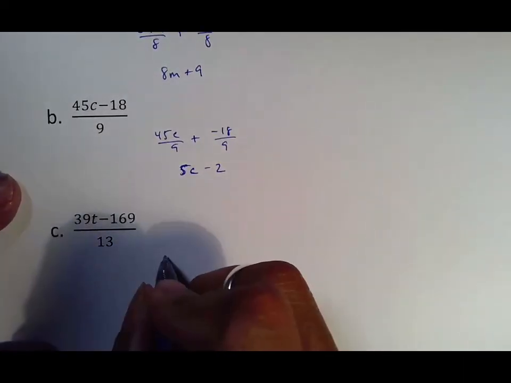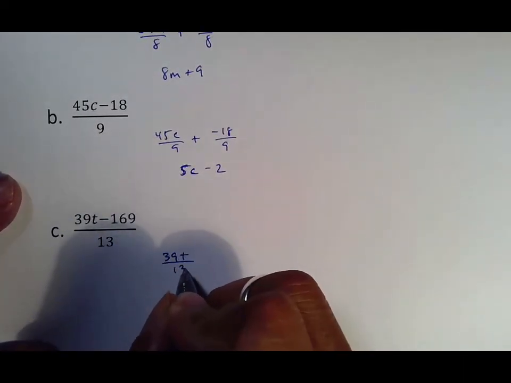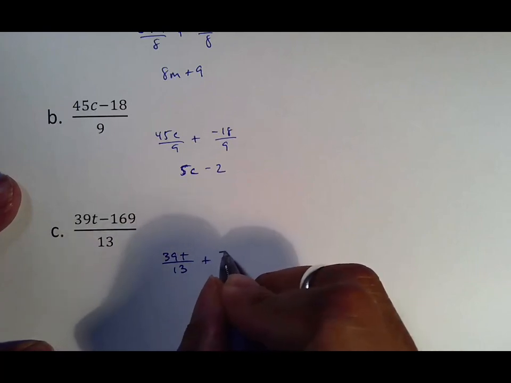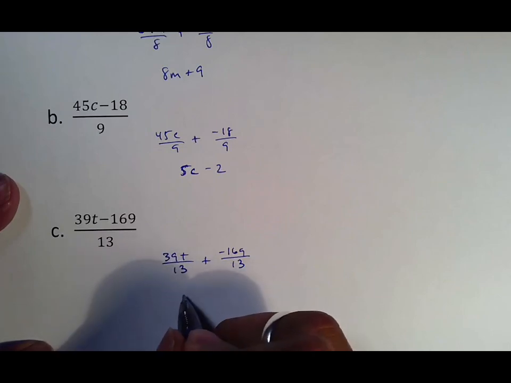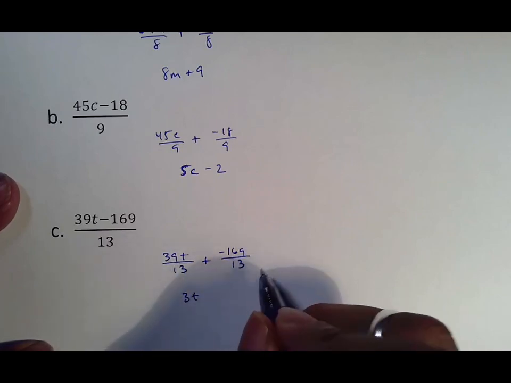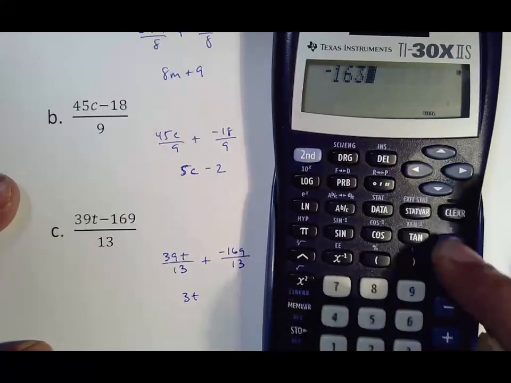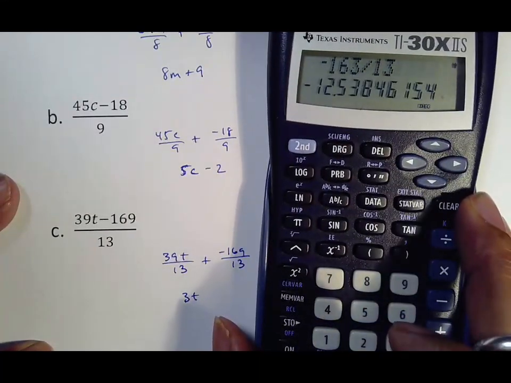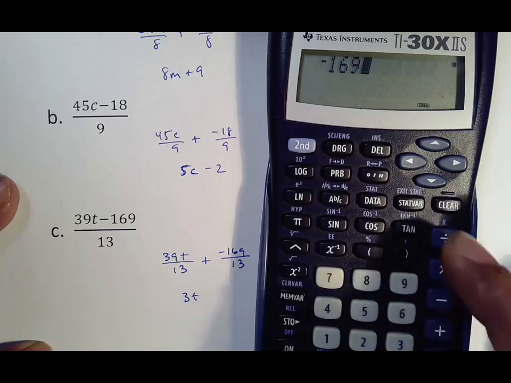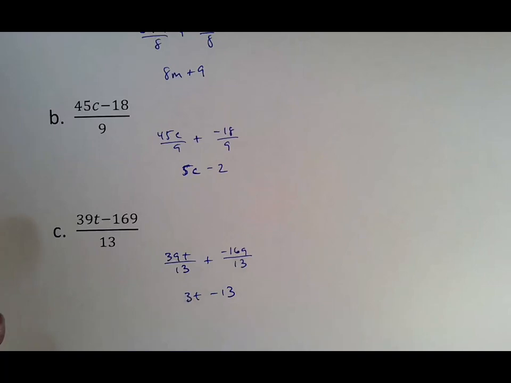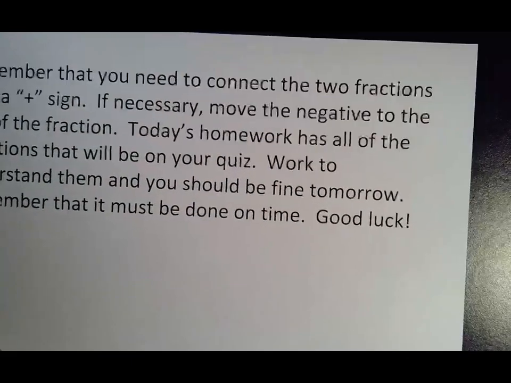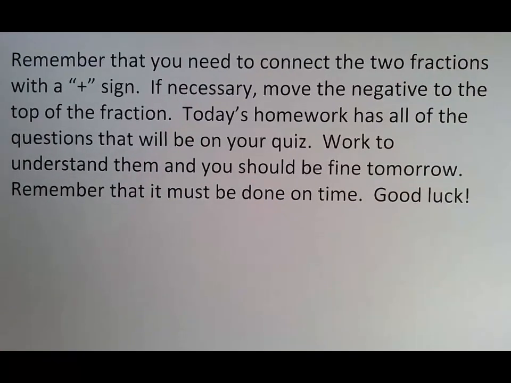All right. 39t minus 169 over 13. The first thing we do is split. So 39 over 13 plus negative 169 over 13. I know that 13 goes into 39 3 times. Bring down the t. If I don't know what that is, I just type negative 169 divided by 13 and use my calculator to see if the answer is negative 13, and that is my final answer. All right. So just remember that you need to connect the two fractions with a plus sign. Again, put the negative on top of the fraction if necessary.